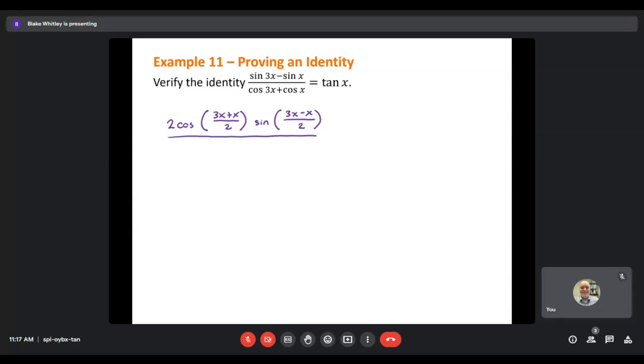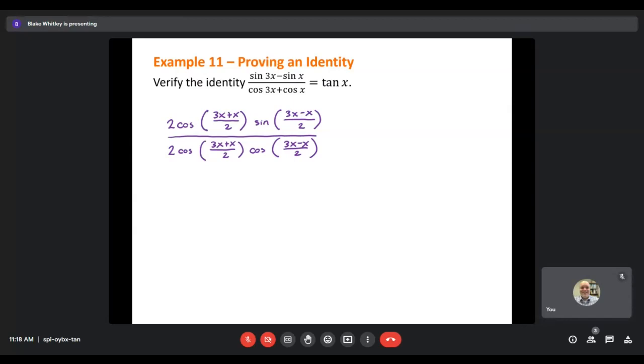Okay. Now in the denominator, since we have a cosine plus a cosine, we're going to use that third formula from that slide. And so that's going to give us 2 cosine of x plus y, so 3x plus x over 2. And then we're going to multiply that by cosine of x minus y, 3x minus x over 2. So again, I'm just using the sum to product formulas here. In the numerator, we have the difference of 2 sines. In the denominator, we have the cosine sum formula.